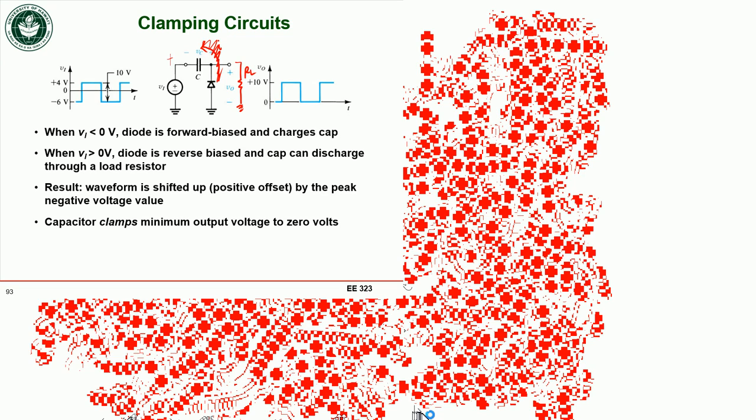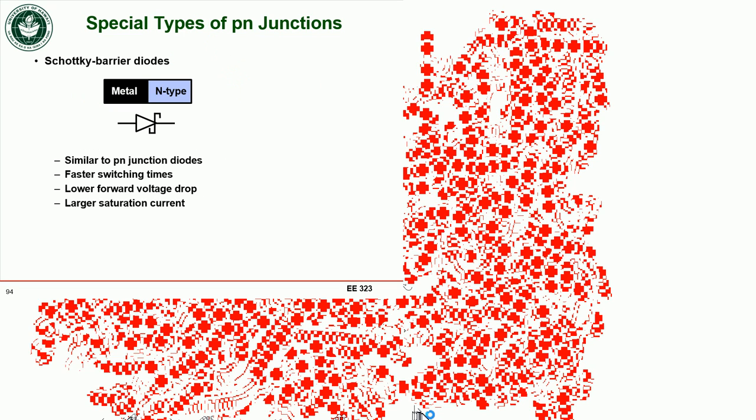Okay, and I'm not going to talk about these in a lot of detail because it's actually covered a little bit in 324, mostly in EE327, but we can also change how we make the diode so that it can do even more functions. So one special type of diode is something called a Schottky barrier diode. The Schottky barrier diode is not a PN junction anymore. It's a metal on one side of the junction, and the other side is just a doped semiconductor. So usually it's an N-type semiconductor.